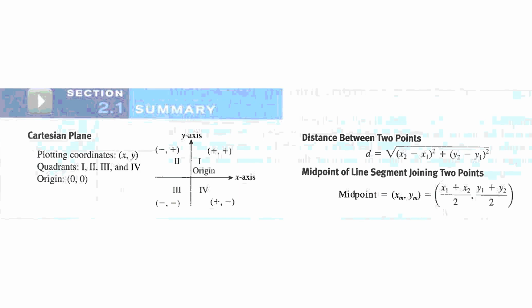All right, so here's our summary. If you want to pause and get this down, these are the things we're going to be going through. All right, so this here is your Cartesian plane. Okay, we have our x-axis and y-axis. The other arrows here got cut off, it looks like.